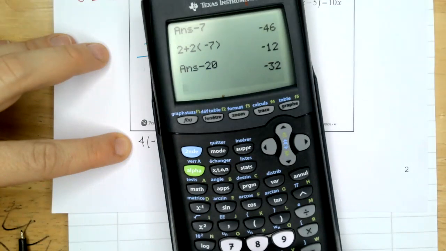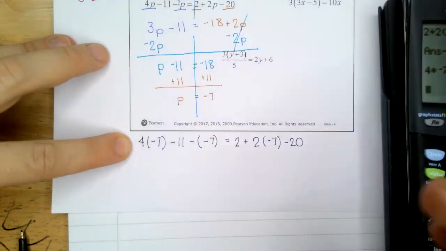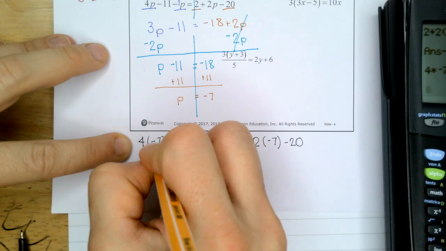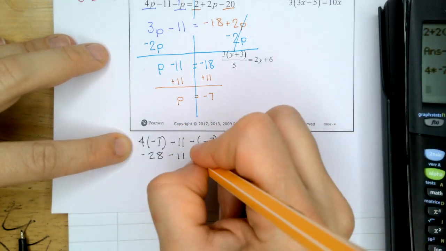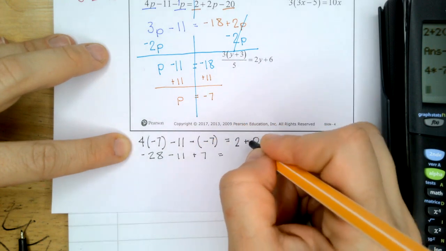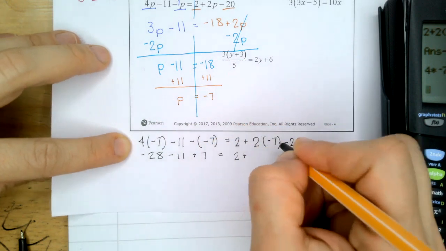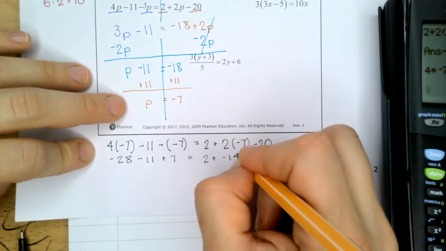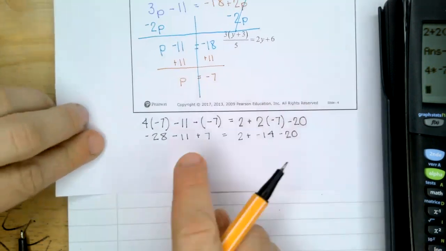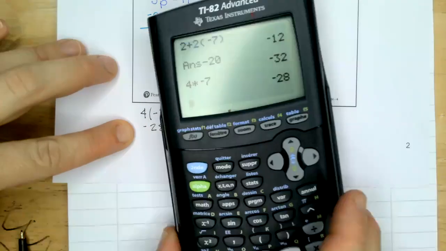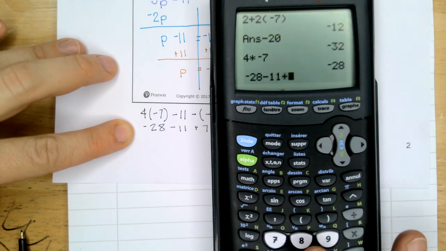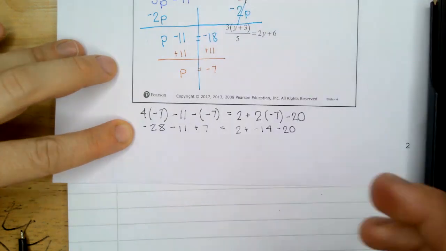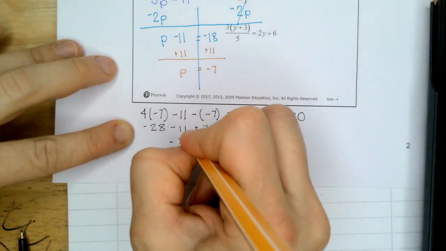4 times negative 7 is negative 28. Minus 11. Minus a negative is going to be a positive, so I'm going to call that plus 7. 2 plus 2 times negative 7 is a negative 14, right? Minus 20. Negative 28 minus 11 plus 7 is negative 32. It's working okay.